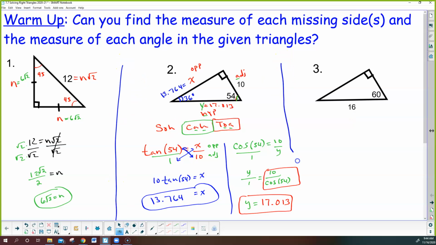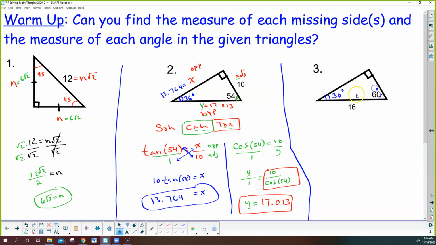All right, so that was SOHCAHTOA. Now again, we call this solving the right triangle. So you found all missing sides and all missing angles. We're going to do the same thing here with number 3. The only difference is this is a very special number, 60 degrees. So if that's 60 and this is 90, this has to be 30.